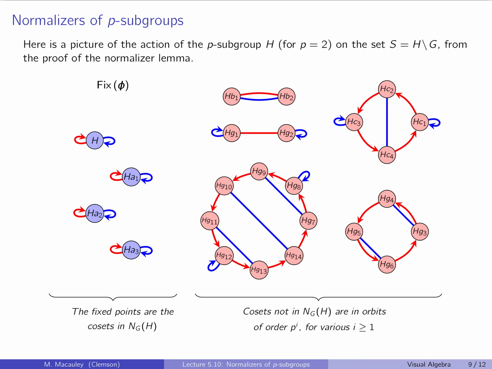And how many fixed points do we have? These are precisely the cosets that are in the normalizer, the blue cosets. And what about these? Well, we get the entire set of cosets. This is how many we have. And then if we reduce this mod p, all of these other orbits have size a multiple of p, so they all contribute 0, and we're left with just however many fixed points there are, mod p.